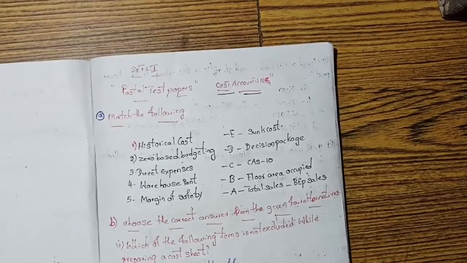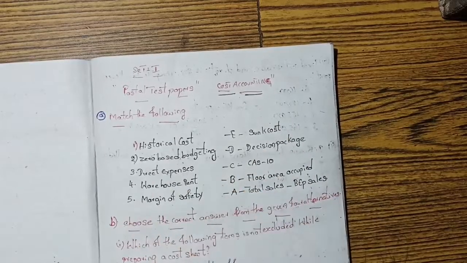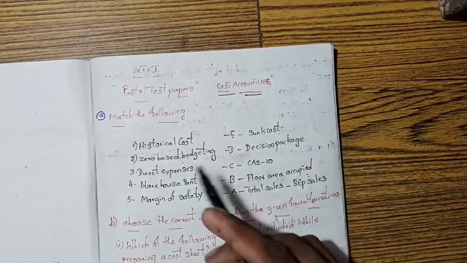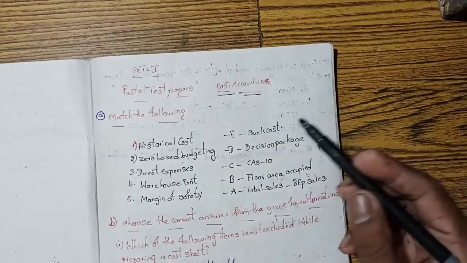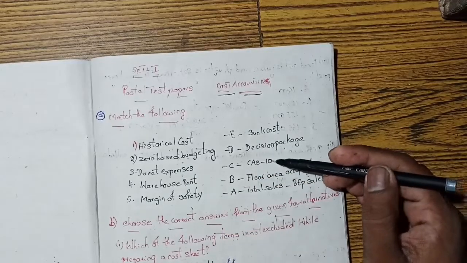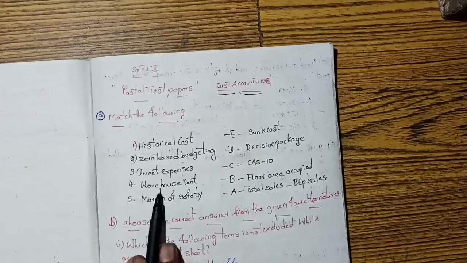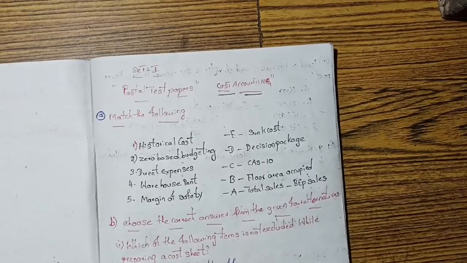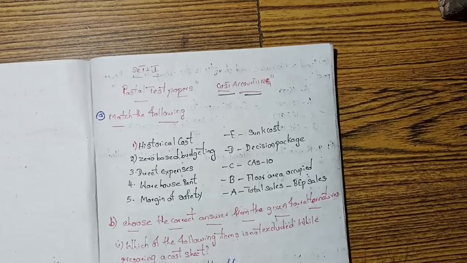In this video I will discuss postal test paper set number 1, cost accounting. Match the following: historical costs, sunk cost; zero based budgeting, decision package; direct expenses, cost accounting; warehouse rent, floor area occupied; margin of safety, total sales minus break even point sales.